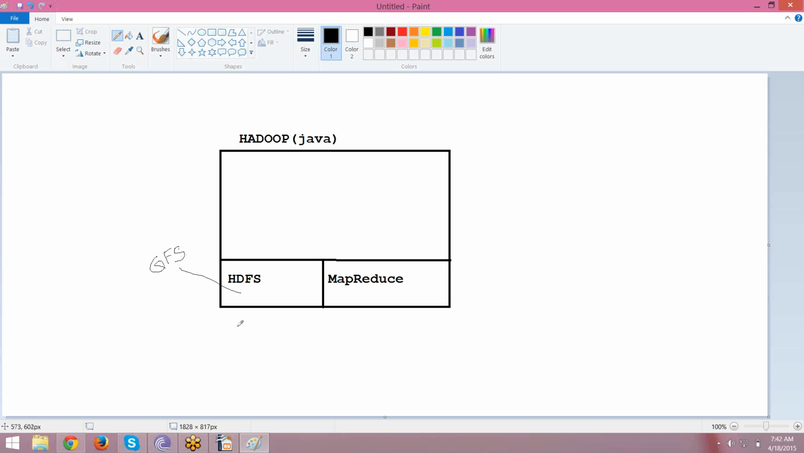And it will be useful to store the data. Whatever data you want to store, you can store it in HDFS. Repeat, what is HDFS? Hadoop Distributed File System. So is it literally a file system? Yeah, literally a file system, 100%. Whatever data you have in different servers, you can copy it to HDFS.